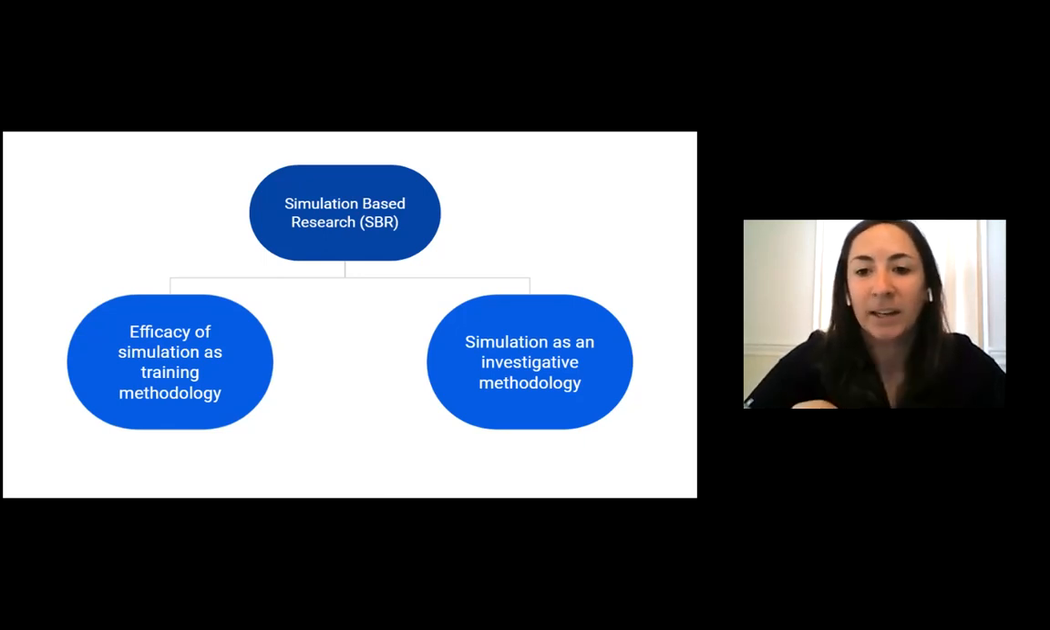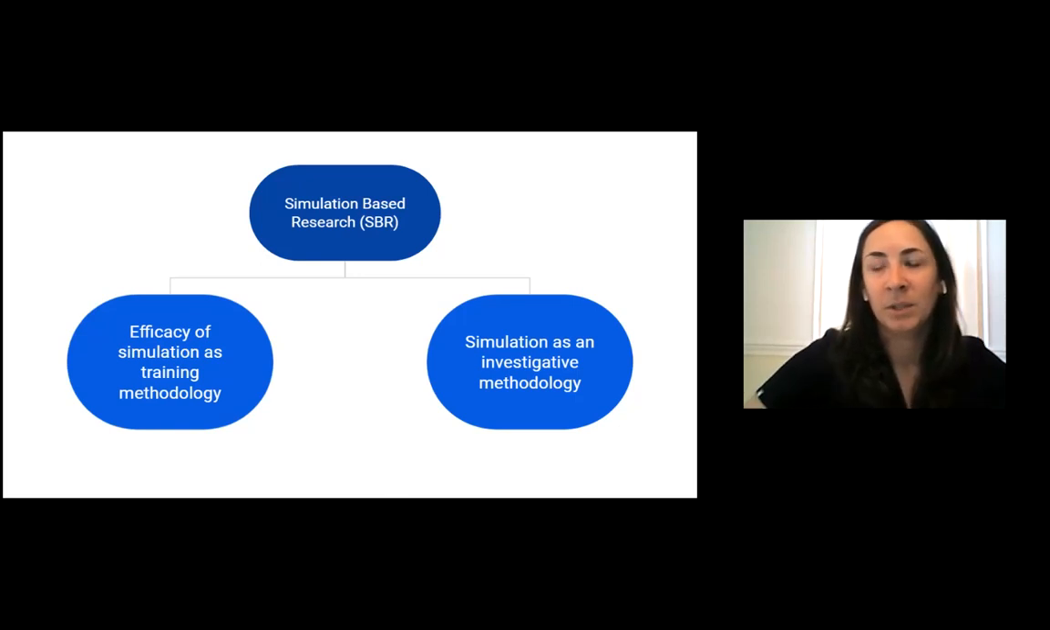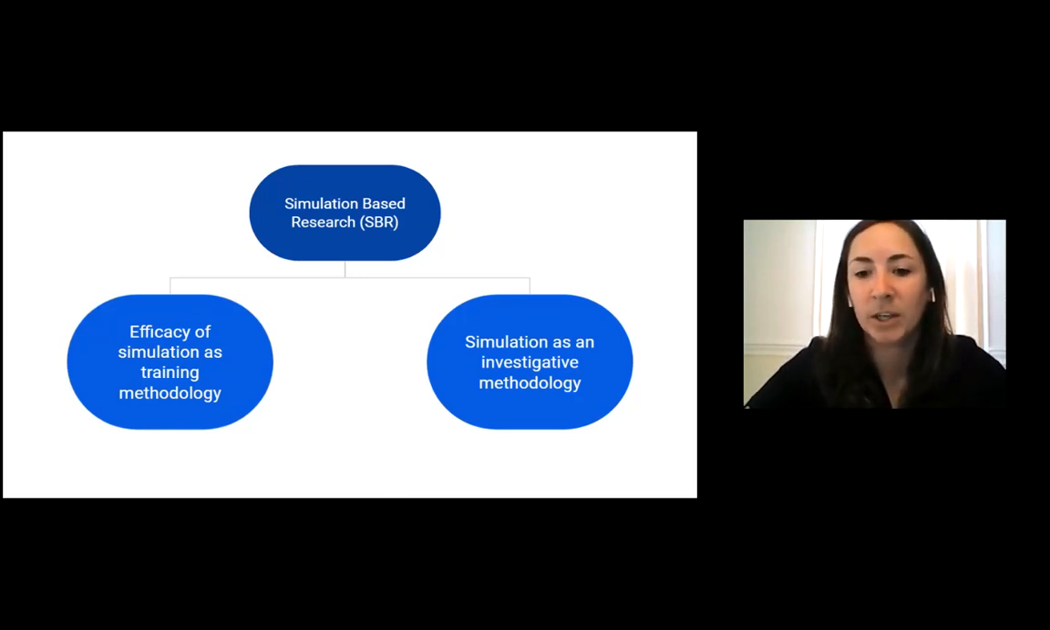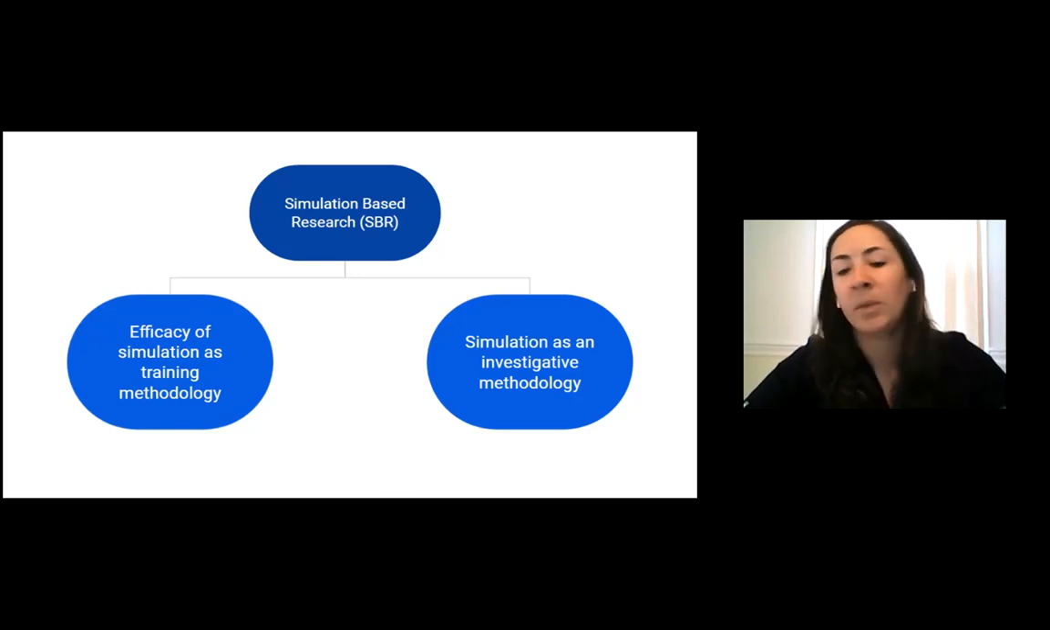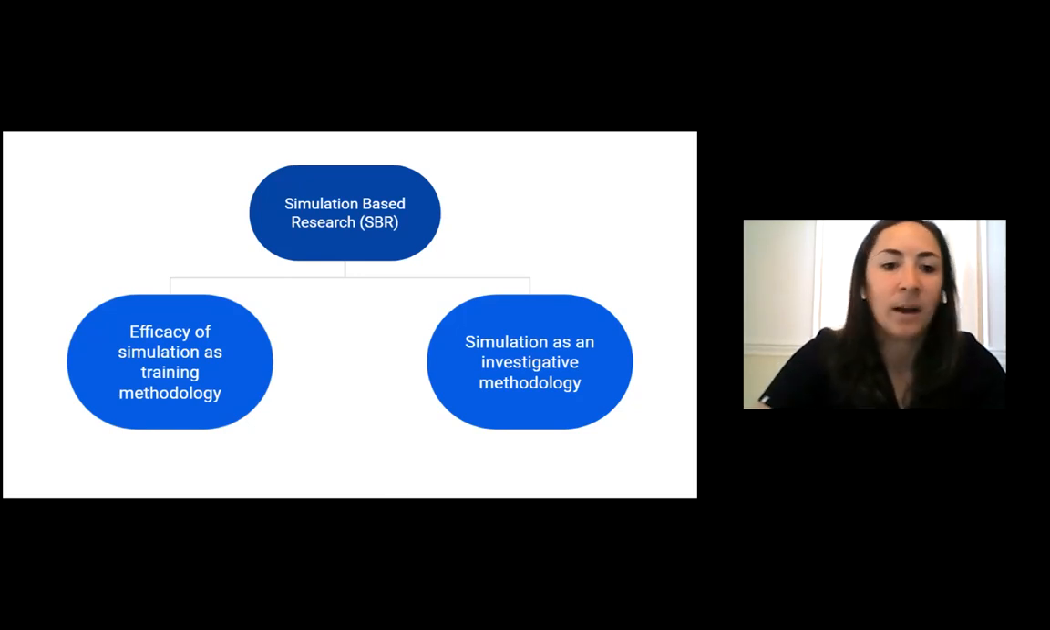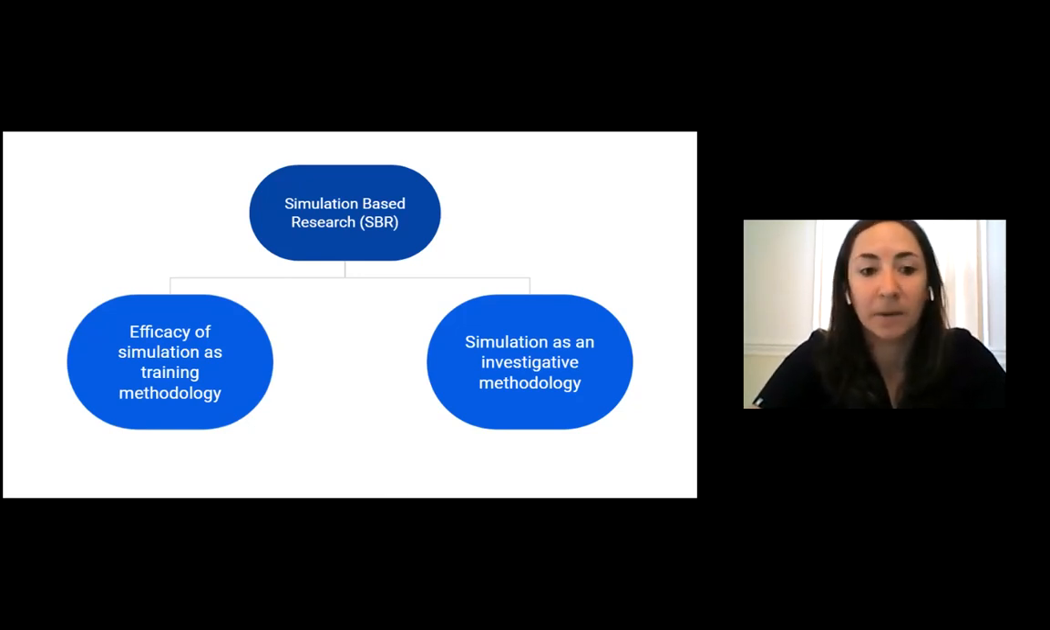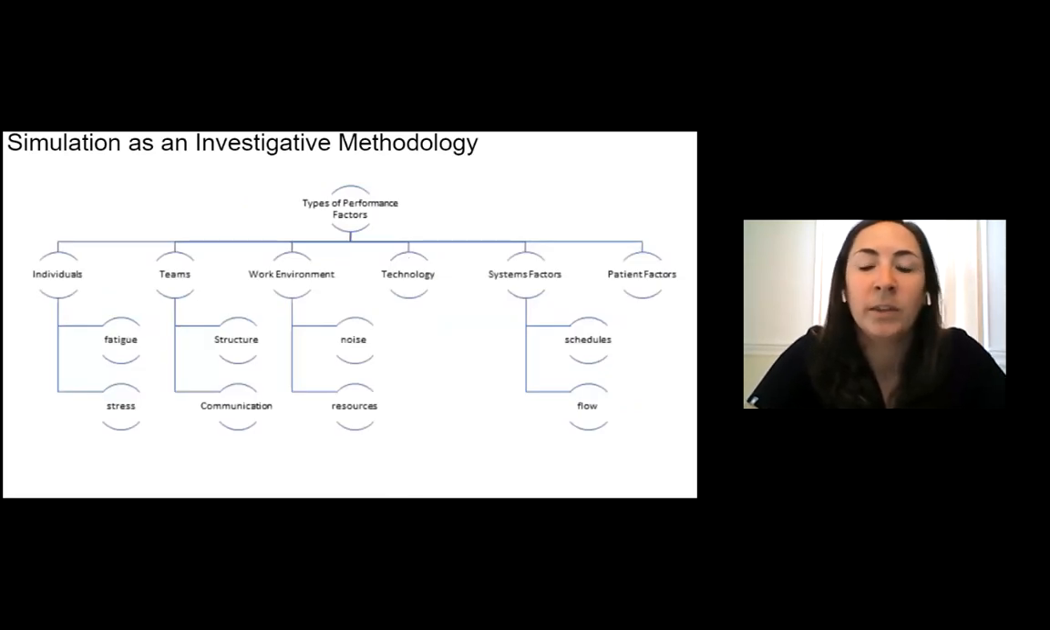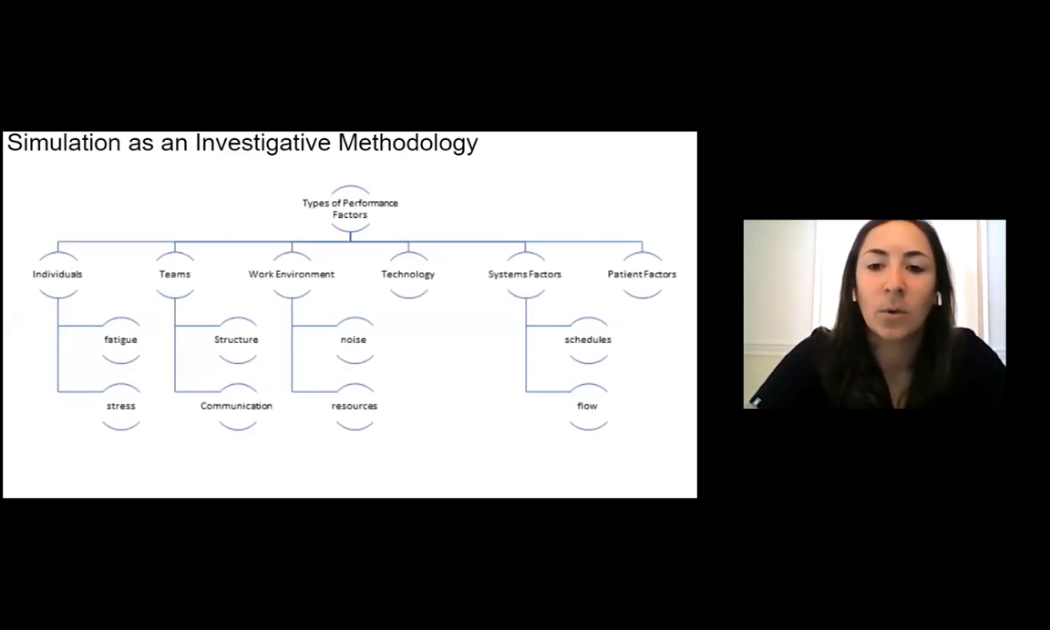And then the second bucket is using simulation as an investigative methodology. This is not learning how to use simulation to teach, but rather using simulation to answer questions that we would not be able to answer ethically or safely in real life. So it's using simulation as an investigative model. And usually we're using it to identify latent safety threats or assess human factors that can affect performance in real life.